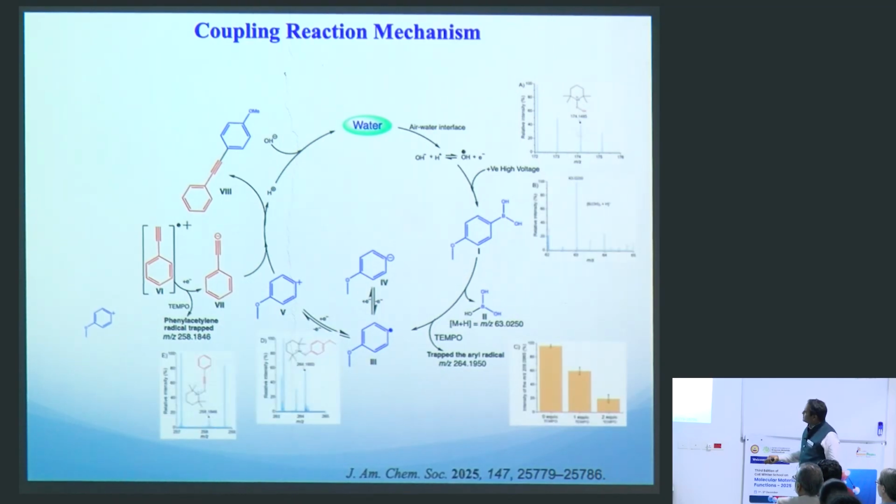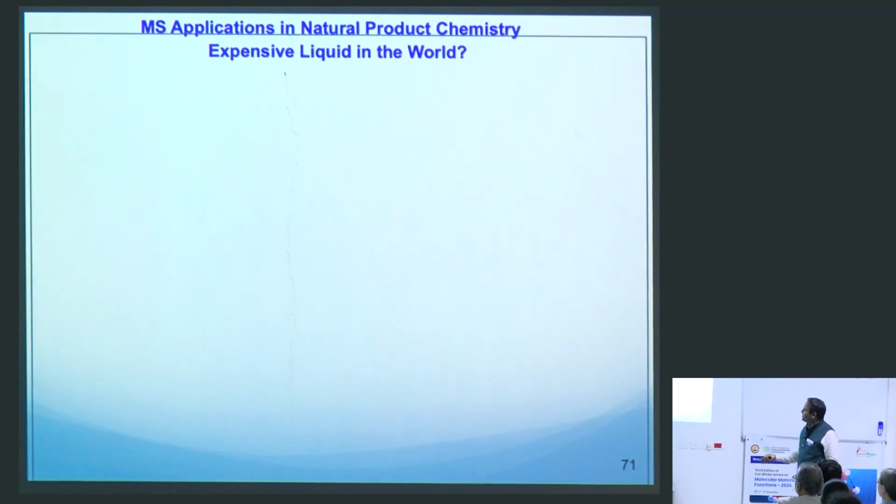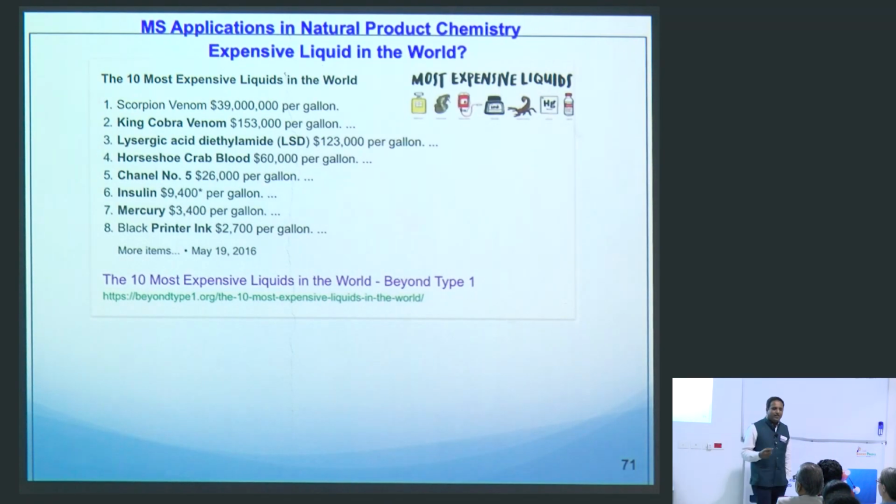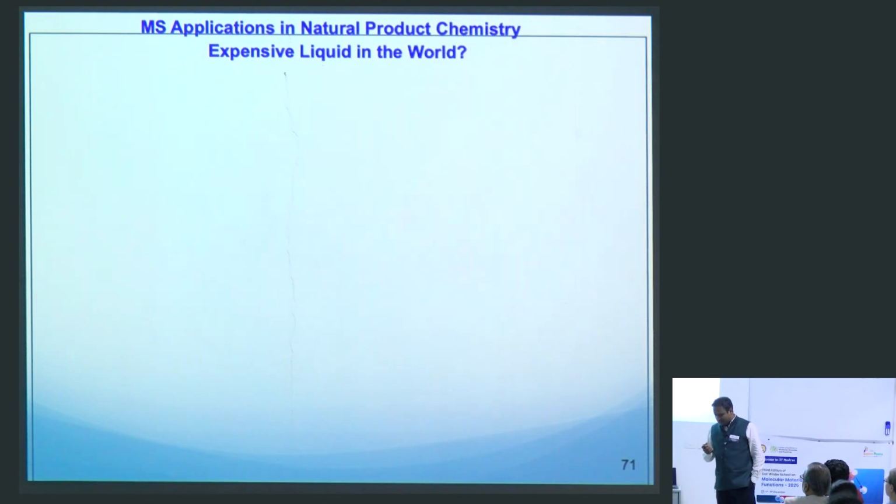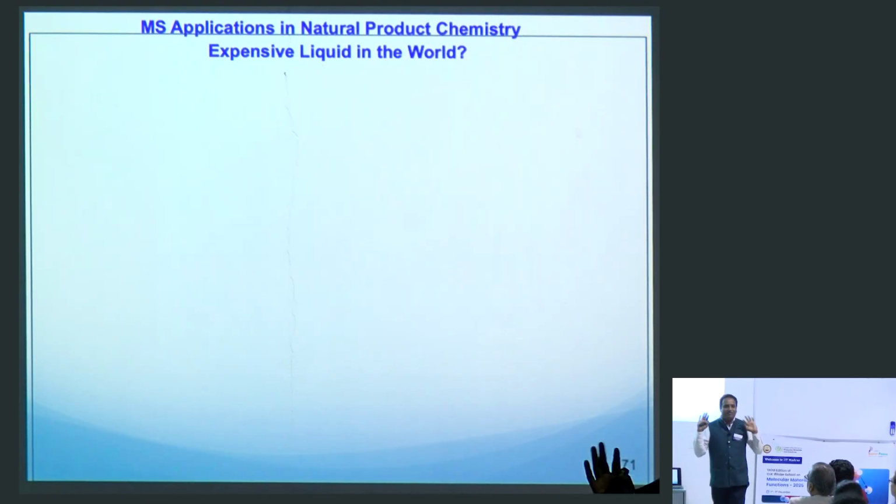All the intermediates have been identified by using the mass spec method. And this is one of the last studies I will show, where by using the microdroplet, one can make drug molecules. Anyone knows which one is the most expensive liquid in the world?